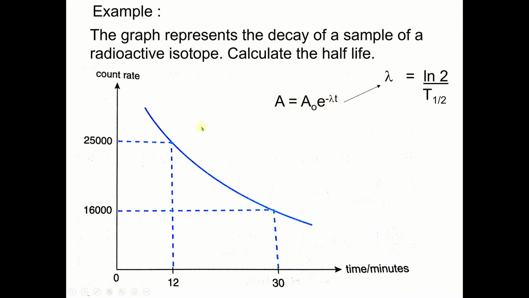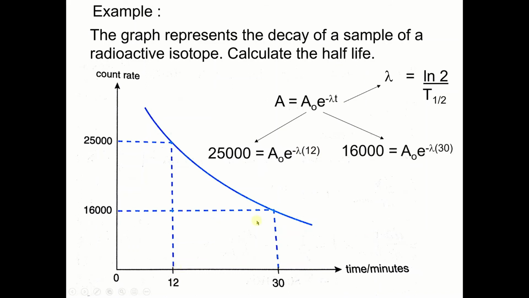There are 2 points here, so we form two equations. For the first one, we use 25,000 equals A naught e to the power of negative lambda t. A naught is not given, but later we can cancel out A naught. The time taken here is 12 minutes. For the second point, we form another equation: 16,000 equals A naught e to the power of negative lambda, with 30 minutes substituted here.